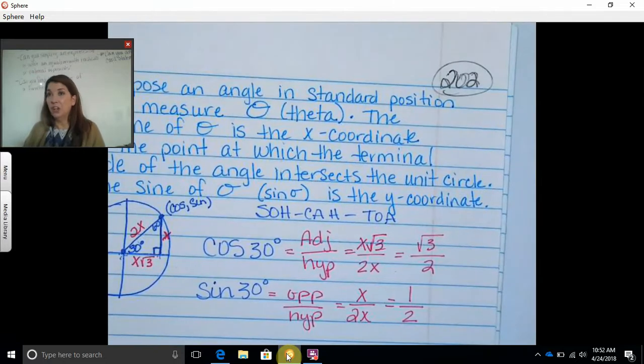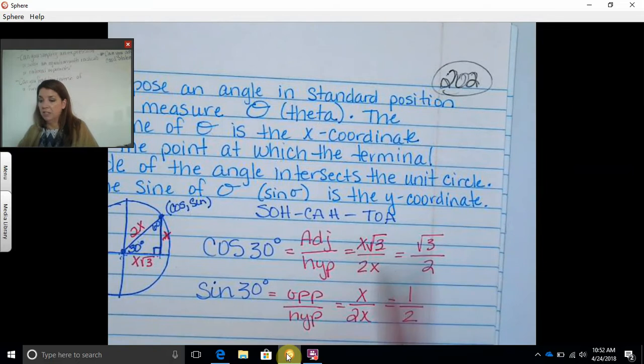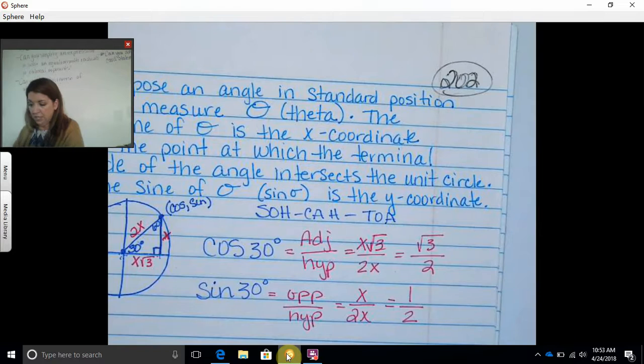So we're going to do this all the way around because this stuff takes a little practice to understand what you're doing, okay? The math part of it's easy. It's just making sure you get the right stuff in the right places. All right, so let's go to the 45-degree angle.